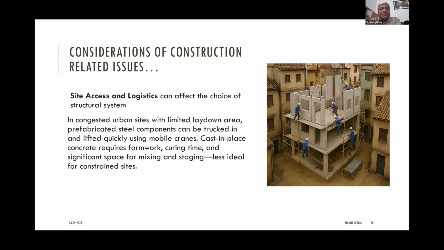Now, suppose in a congested urban site with a limited laydown area, probably prefabricated steel components can be trucked in and lifted quickly using mobile cranes, whereas cast in situ concrete with formwork, which requires curing and the time required for setting, may not be a good option. So, depending upon the site, whether we have access or not, and what logistics are available, whether we can construct the basement in a congested area, whether we should go for top-down construction and all those things, we need to decide at the conceptual planning stage. Site access and logistics will have a very serious bearing on our planning.